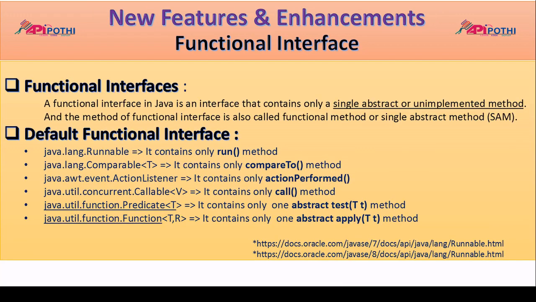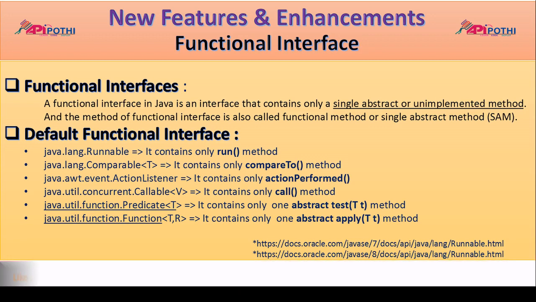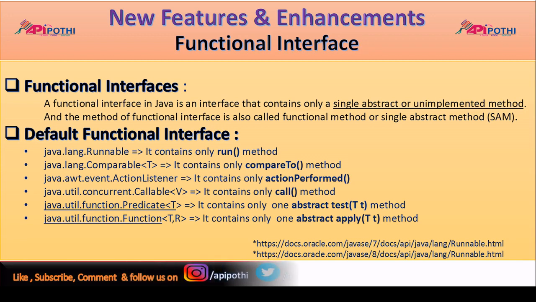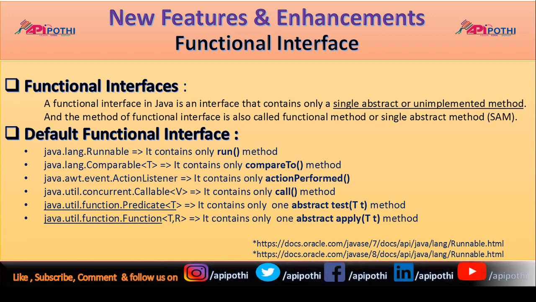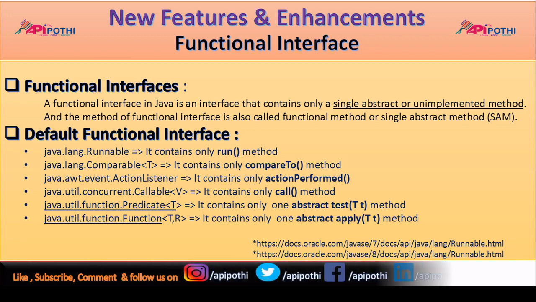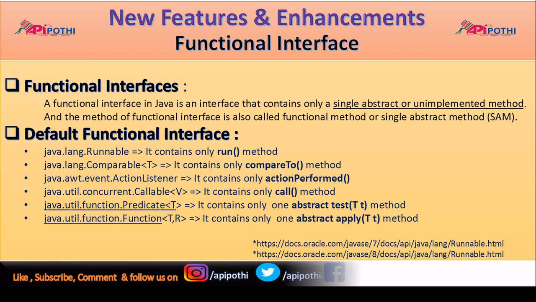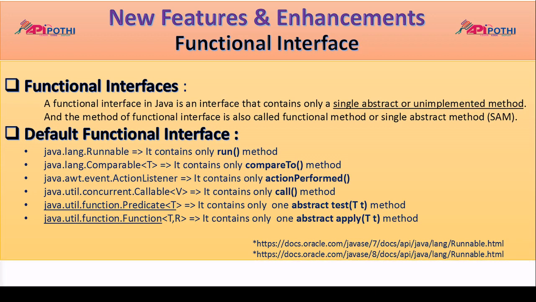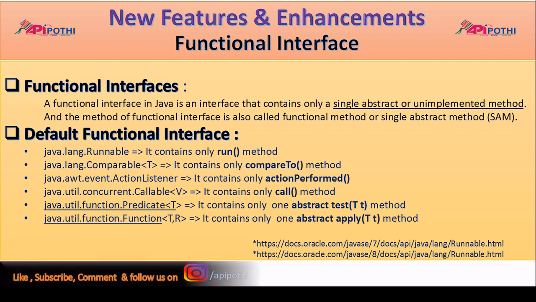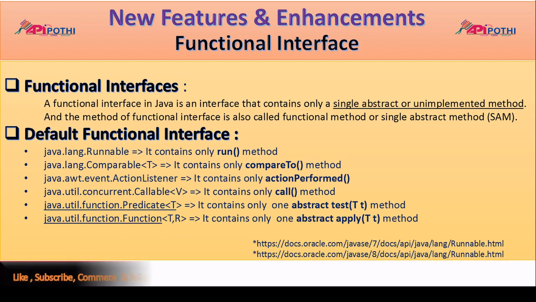Now the question is: what is the functional interface? The definition is very straightforward: an interface which has one unimplemented method, or one abstract method, is called a functional interface. As I already told you, this concept came in Java 8, but the impact of this enhancement is on the interfaces before Java 8 also.